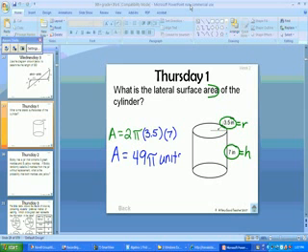units squared. Okay? Why is it that I put units? What is it that I don't have? It doesn't say feet or inches or centimeters. It doesn't say anything.